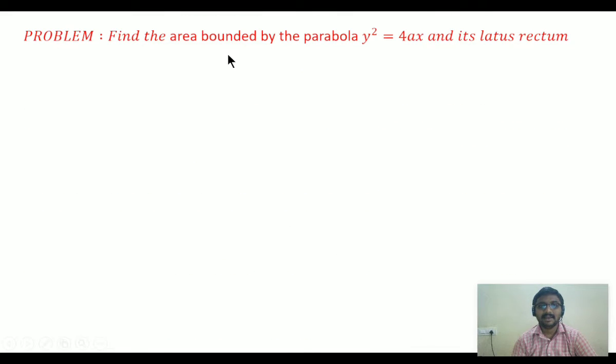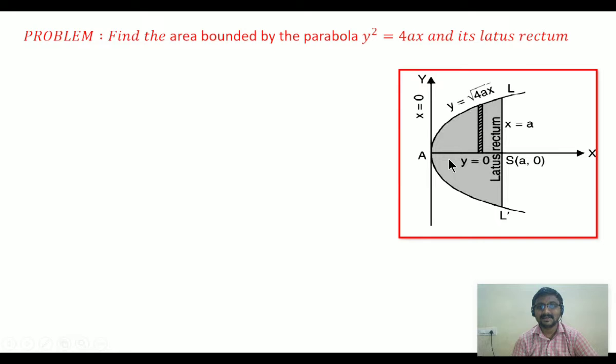Problem. Find the area bounded by the parabola y square equal to 4ax and its latus rectum. So it is the rough sketch of the region. It is y square equal to 4ax, a parabola symmetrical about the x-axis and passing through the origin. The y-axis is tangent at the origin. So it is the parabola y square equal to 4ax, or y equal to root of 4ax.